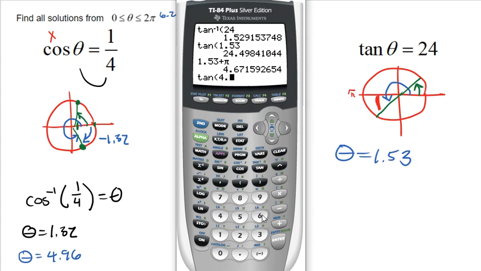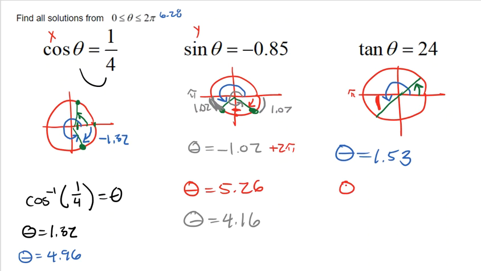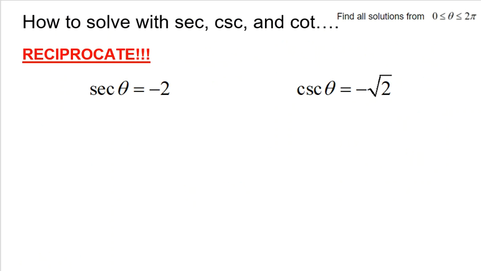Real quick, it doesn't take any time to just briefly check. Yep, pretty darn close. Not exact because of rounding, but pretty close to 24. So my second answer is 4.67. All right, so notice that if you have a sine, a cosine, or tangent problem, the thought process is a little different. So that's why you really, really need to understand what you're doing and use that calculator properly.